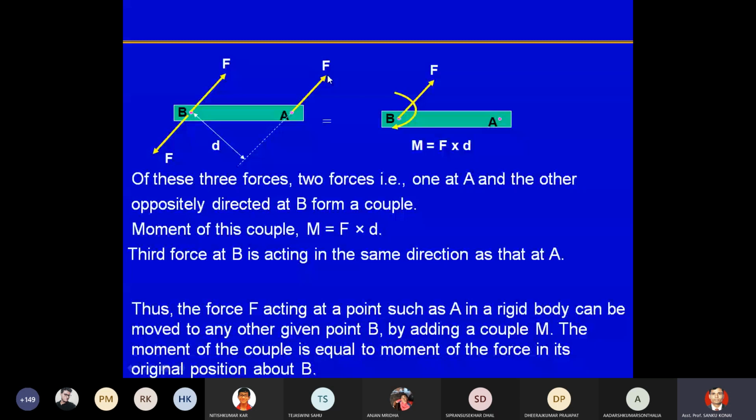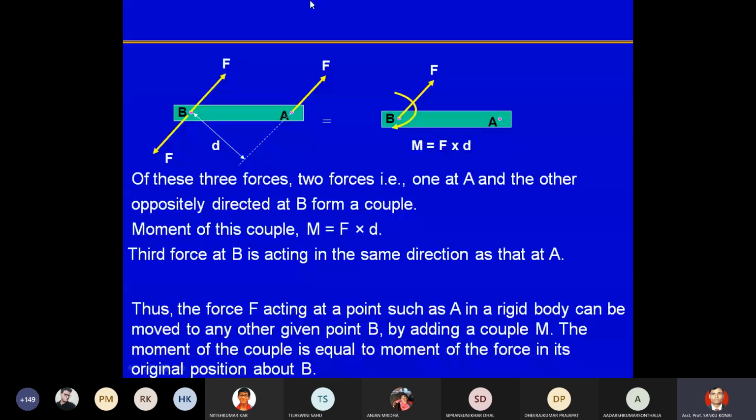and separated by a distance d. So these two opposite forces of equal magnitude separated by a distance form a couple, and the moment value of the couple will be F into D, as I said. So in this force system, initially there is this force. I have added these two forces because they cancel each other, so we can apply these two forces at B. But this force and the initial force are actually forming a couple.